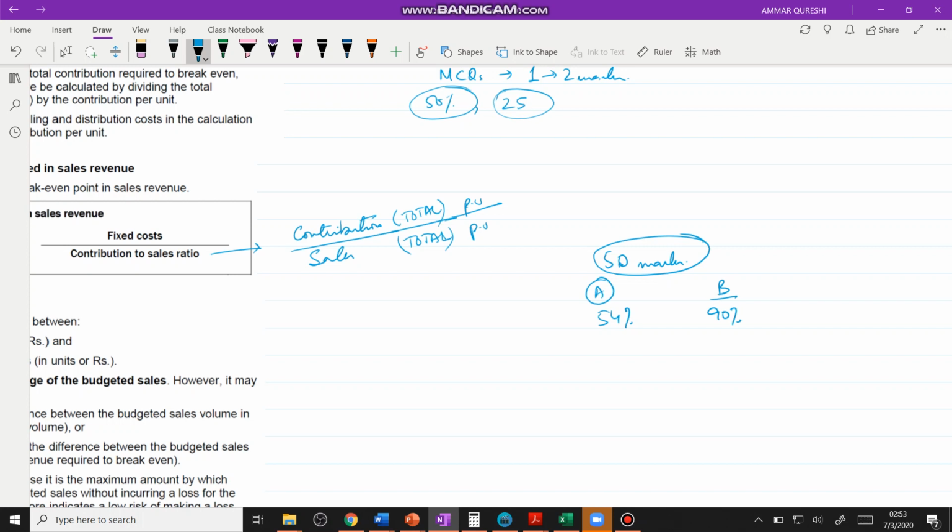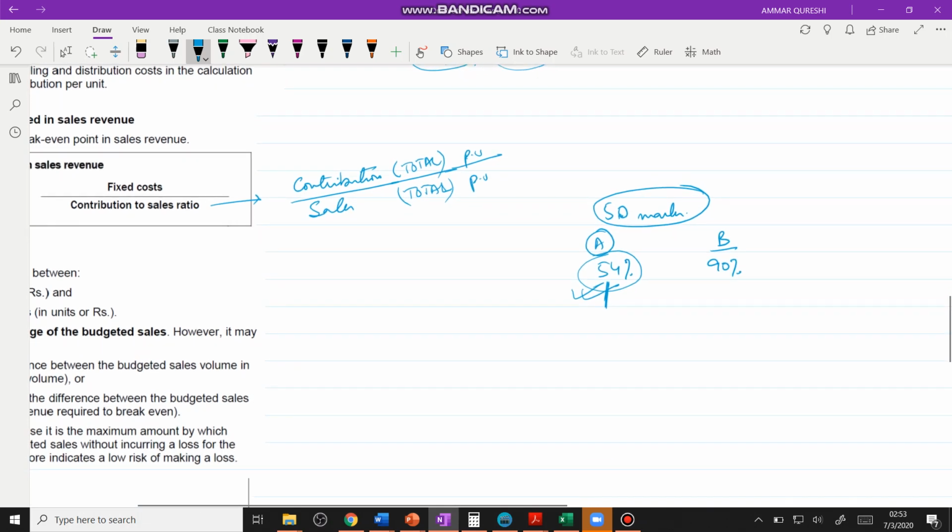Who is at a safer position? Student B. He is at a safer position because he earned 40% extra marks as compared with the passing marks, and this one scored just 4% extra marks as compared with the passing marks. So he is in a dangerous position, a more risky position as compared with student B, right?